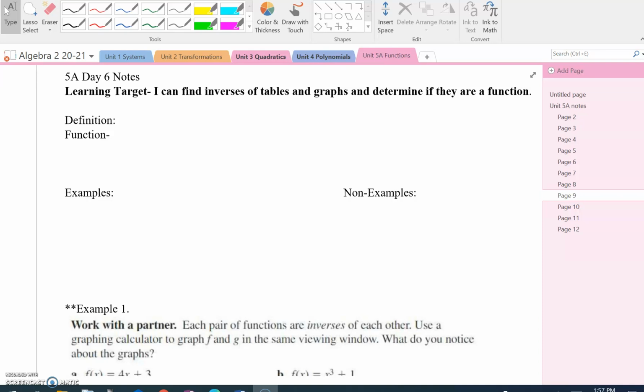Anyway, today's Unit 5A, Day 6, Learning Target: I can find inverses of tables and graphs and determine if they are a function. All right, so first of all, what's a function? We've been talking a lot about functions lately. We just maybe haven't defined it very well.